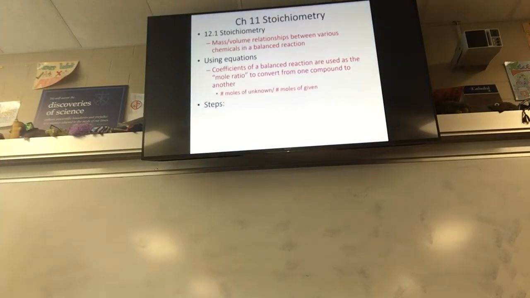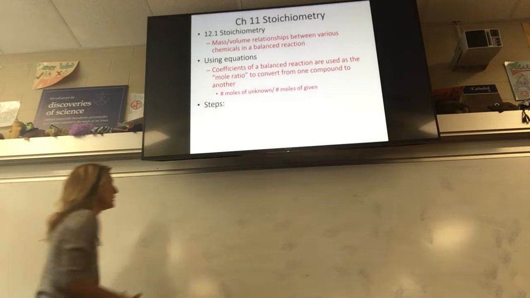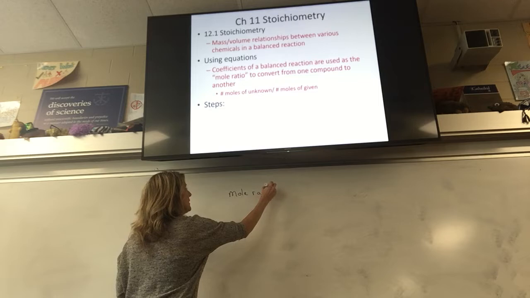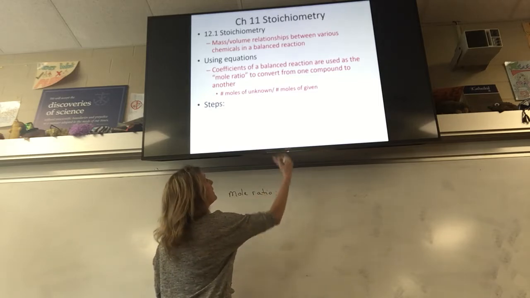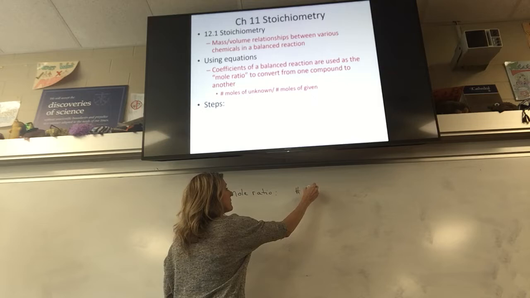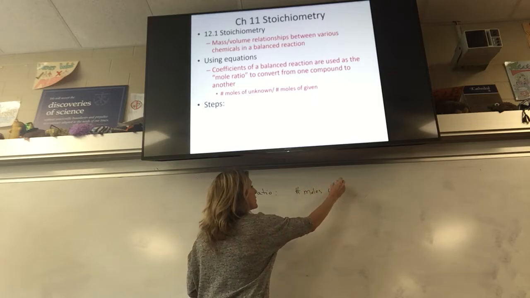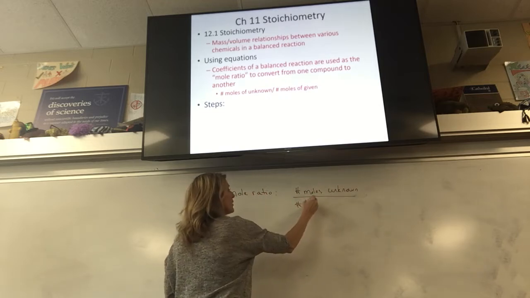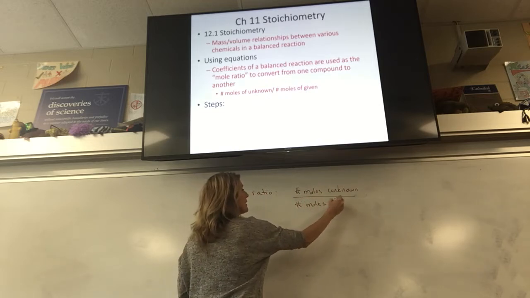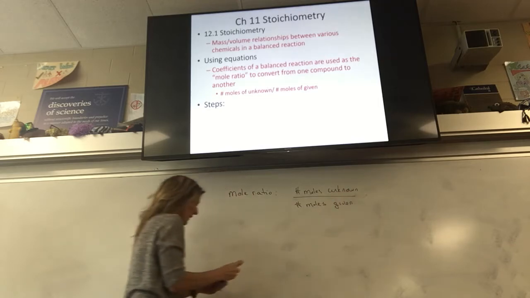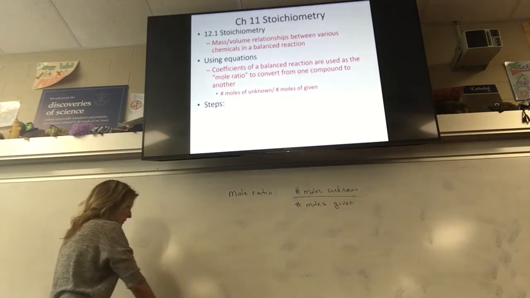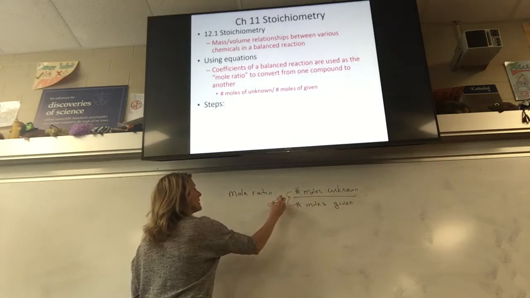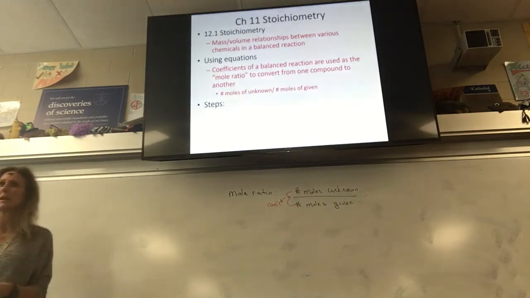And so the way we set up the mole ratio, for the mole ratio, we have however many moles of what we're trying to solve for over the number of moles that we were of our given. And these numbers, those are our coefficients from the balanced chemical reaction.